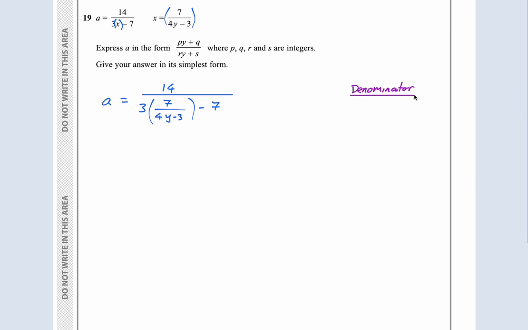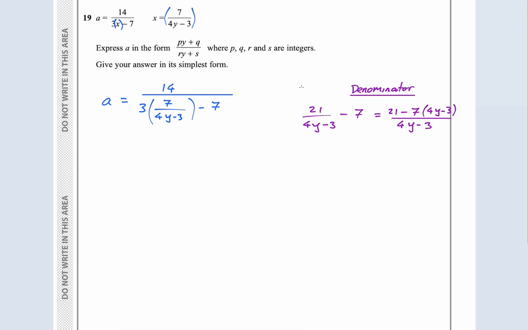Now you could do it in one, you could do it all here, guys, but I just think it's going to be a bit neater. The denominator is, let's do 3 times 7 is 21. So it's 21 over 4y minus 3 minus 7. Now I'm going to do a common denominator. I'm just looking at this part, so forget the 14 for a second. I'm going to do 4y minus 3 as my common denominator. And I'm going to do 21, and I have to do 7 times 4y minus 3.